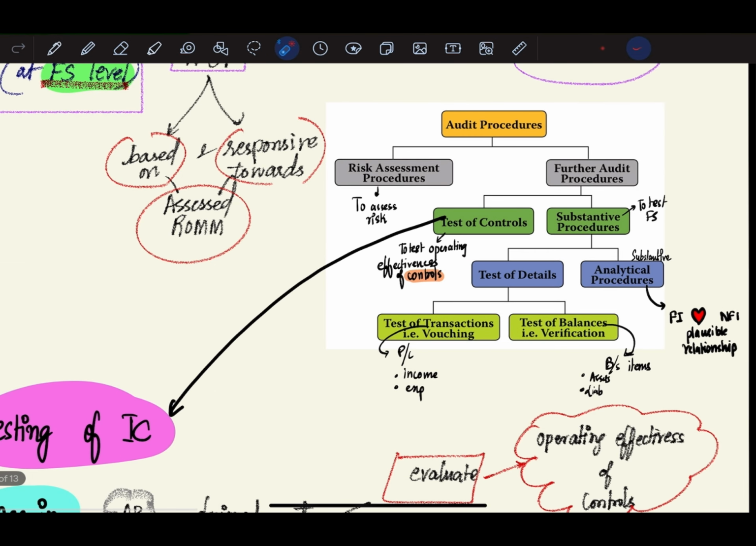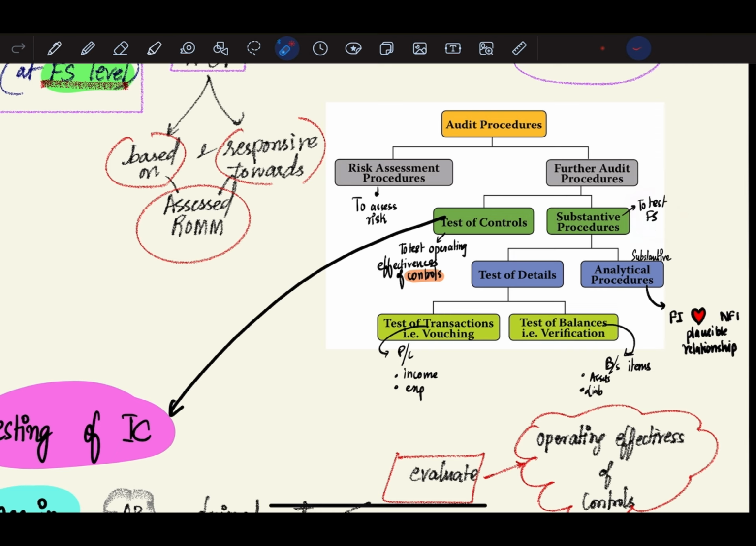Now, in one of my previous videos, I discussed audit procedures, which are broadly divided into risk assessment and further audit procedures. We've already discussed risk assessment, and in further audit procedures, there are mainly two types of procedures. The first is test of control and the second is substantive procedures. Test of control is testing the internal control, the operating effectiveness of controls, and substantive procedures is testing the financial statement items mainly.